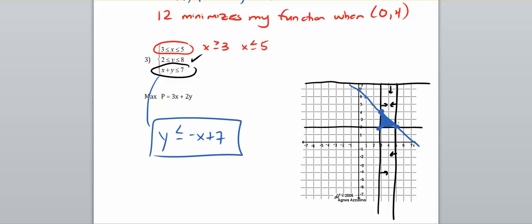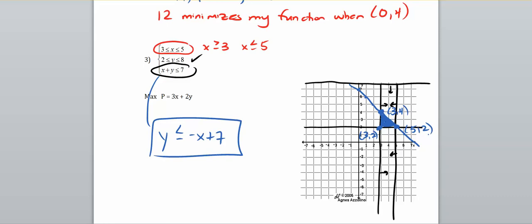I need to find these 3 corner points. It looks like this first corner point is (3, 2). Then this one looks like it's (3, 4). And the last point over here looks like it's (5, 3). Sorry, (5, 2). (5, 2).